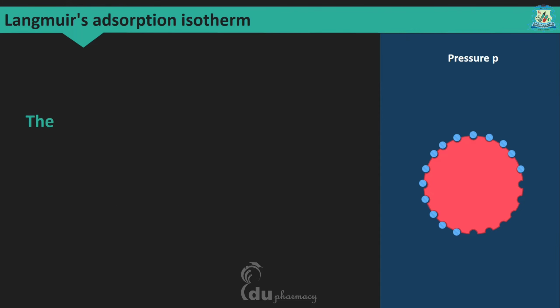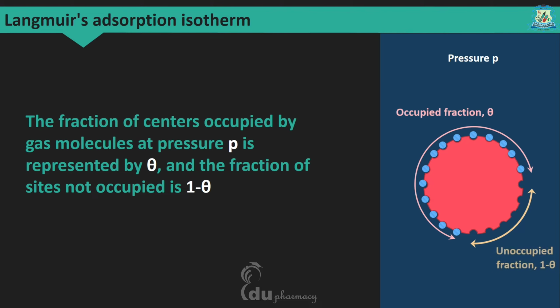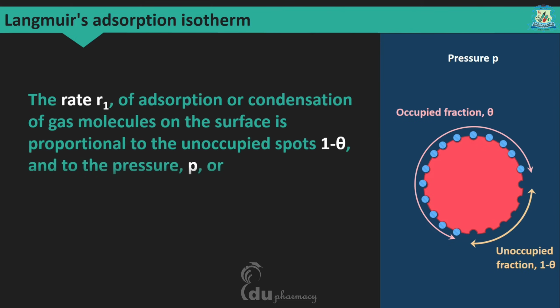The fraction of centers occupied by gas molecules at pressure P is represented by theta, and the fraction of sites not occupied is represented by 1 minus theta. Now, the rate R1, that is the rate of adsorption or condensation of gas molecules on the surface, is proportional to the unoccupied spots 1 minus theta and to the pressure P, or we can write it mathematically as R1 is equal to K1 multiplied by the product of 1 minus theta and P.